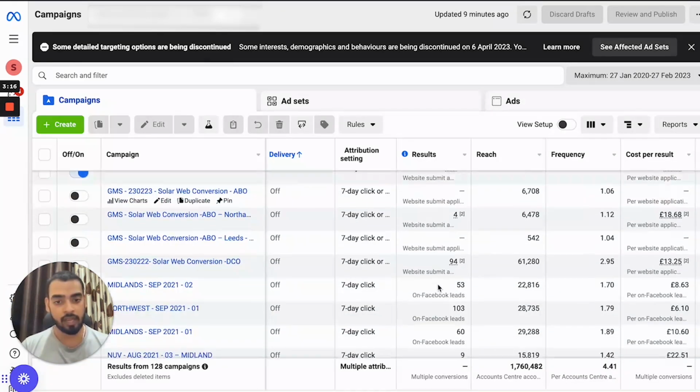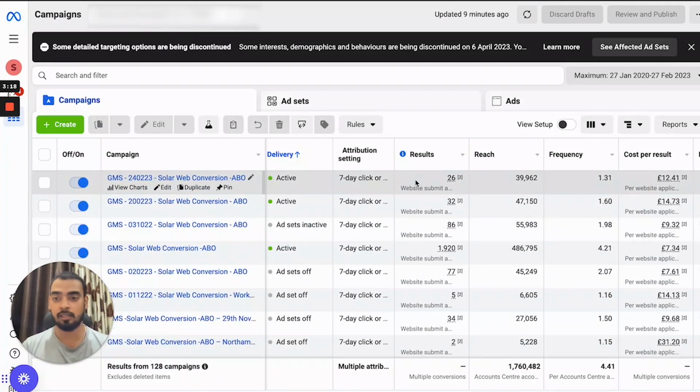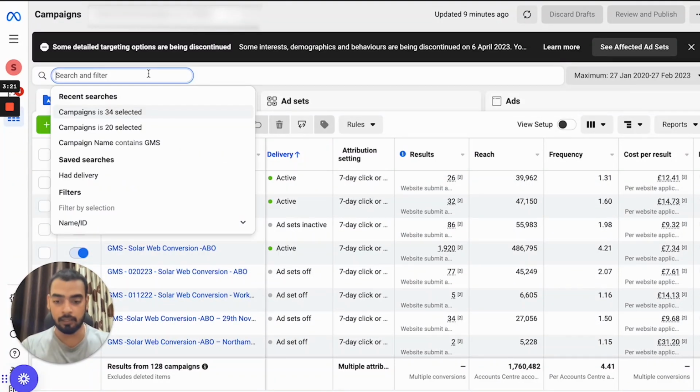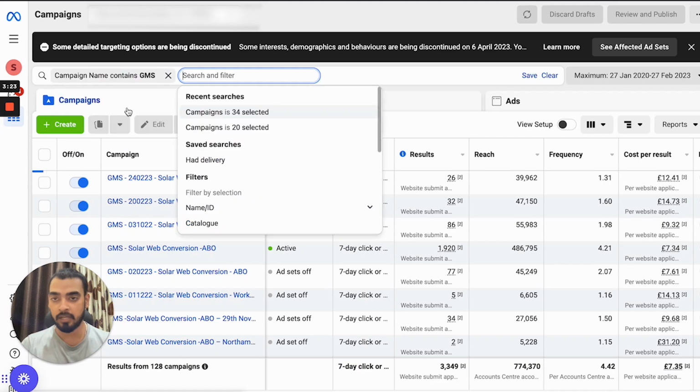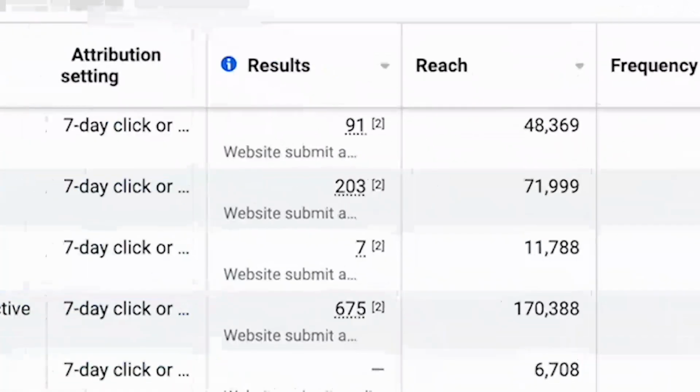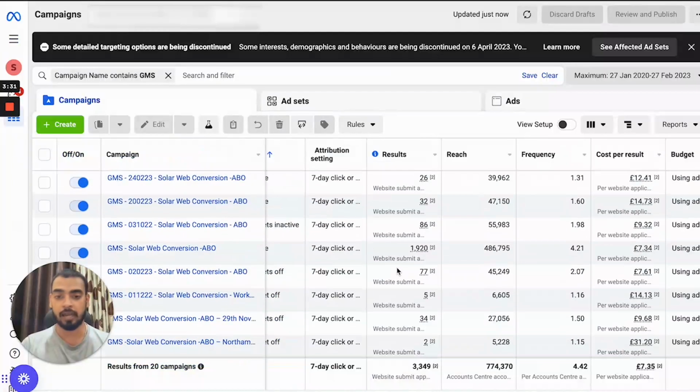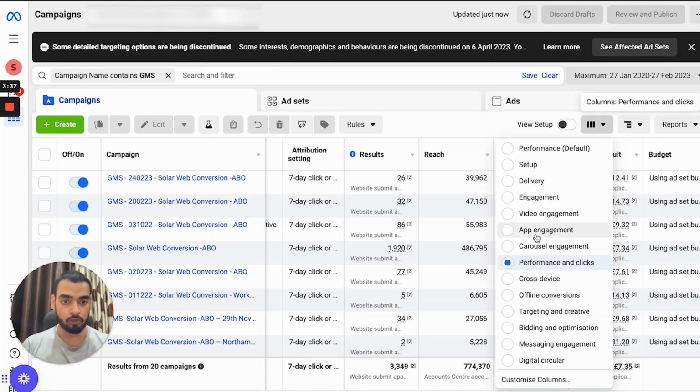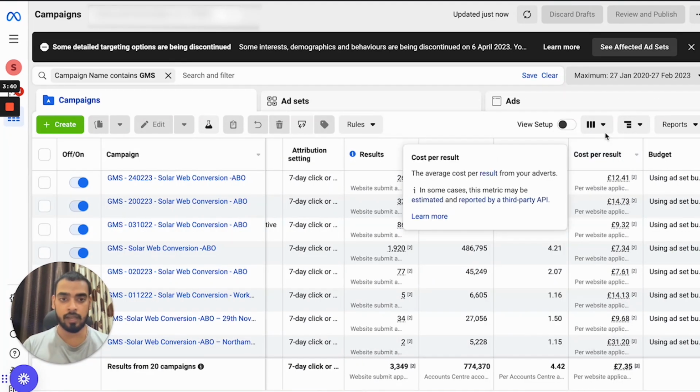So we have lead form leads and landing page leads, but we are only going to look into landing page leads. I'm going to filter them down through our company's campaign name, and you can see we have filtered out all the website submit application leads here, and you can see the total number of leads, reach, frequency, and whatnot. We have performance and clicks as our setting.